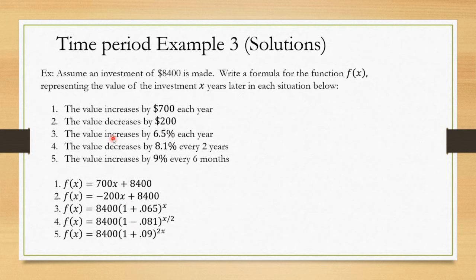In 3, it's increasing by 6.5% each year. So that tells you our R: it's going to be 1 plus R because it's increasing, and the R is 0.065. For the next one, it's decreasing, so it's 1 minus R, where R in this case is 0.081. It's every 2 years, though, so just like the previous example, we're going to have x divided by 2.